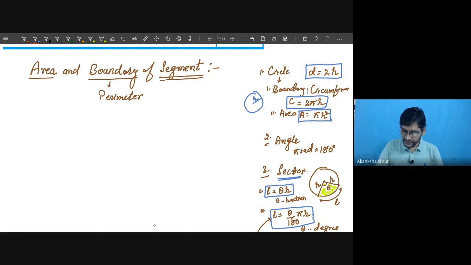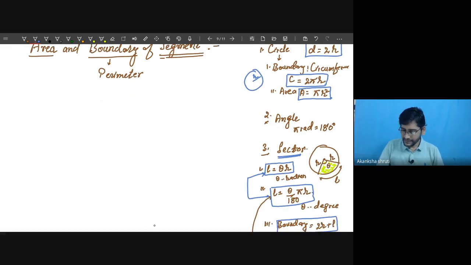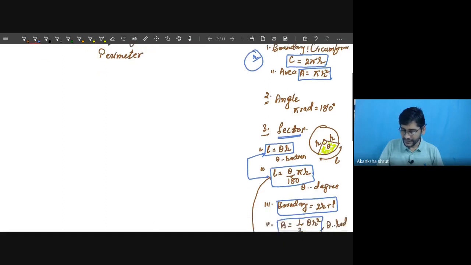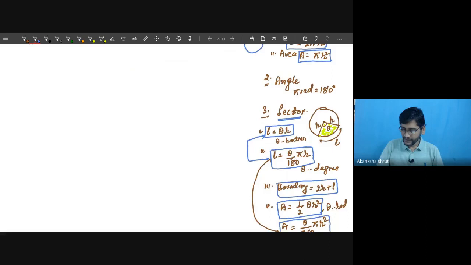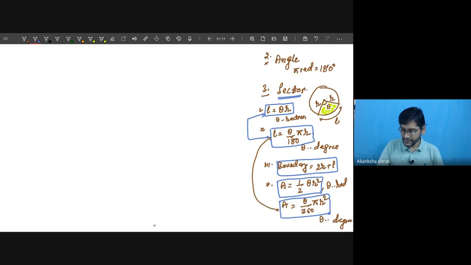These two are the same thing. Last day I had also explained, these two are exactly the same. Another thing: how much area is bounded in this sector? That can be calculated by taking half theta r square if theta is in radian, and area is equal to theta by 360 pi r square if theta is in degree. Both half theta r square and theta by 360 pi r square are the same.